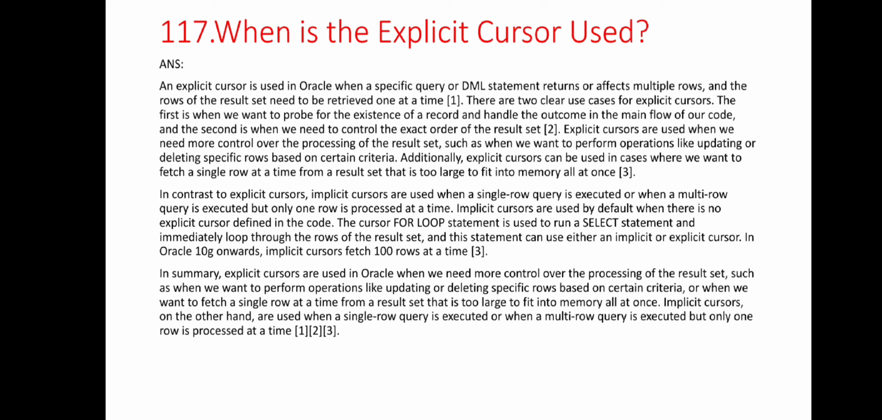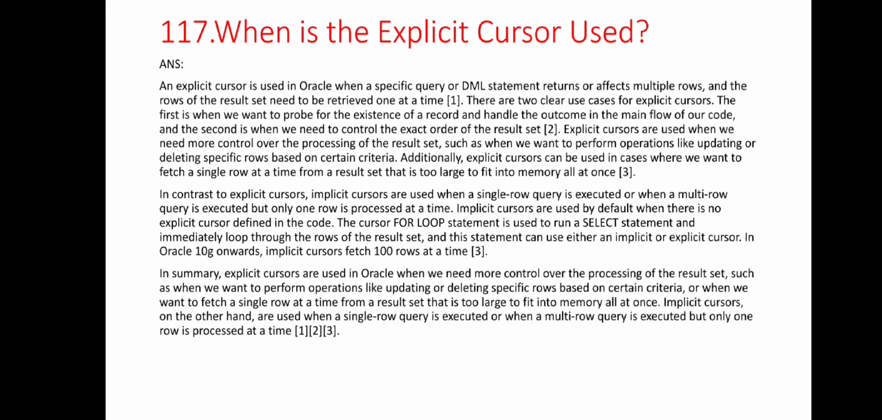The first is when we want to probe for the existence of a record and handle the outcome in the main flow of our code. And the second is when we need to control the exact order of the results. Explicit cursors are used when we need more control over the processing of results, such as when we want to perform operations like updating or deleting specific rows based on certain criteria. Additionally, explicit cursor can be used in cases where we want to fetch a single row at a time from a result set that is too large to fit into memory all at once.